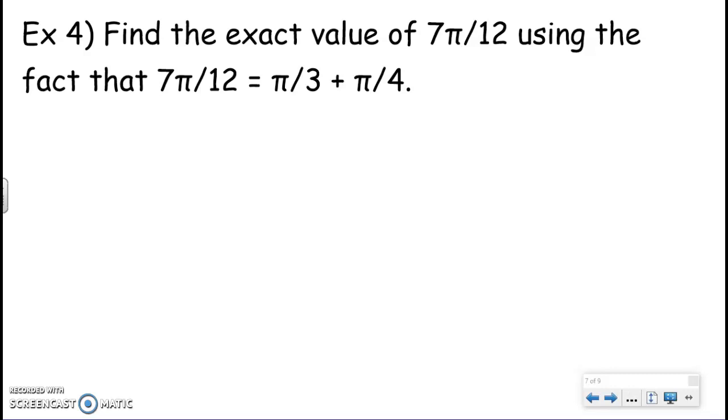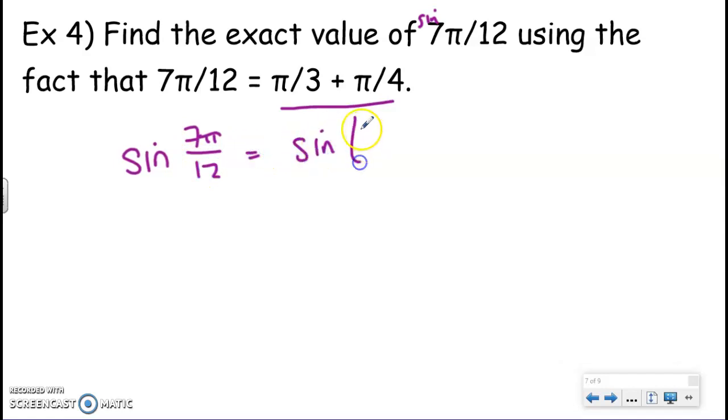First problem here is actually in radians. So now we are going to use sine and sum, they tell us the sum here, to find the exact value. Okay, and then this should say sine in it, so I need to add that in there. Okay, so we're going to find sine of 7 pi over 12, knowing that sine of 7 pi over 12 is the same as sine of pi over 3 plus pi over 4.